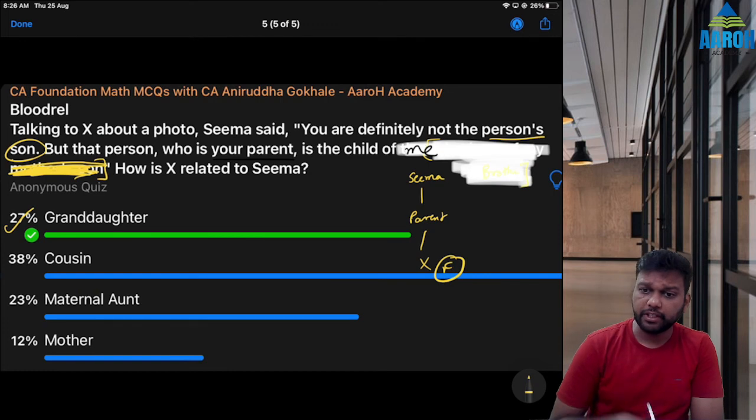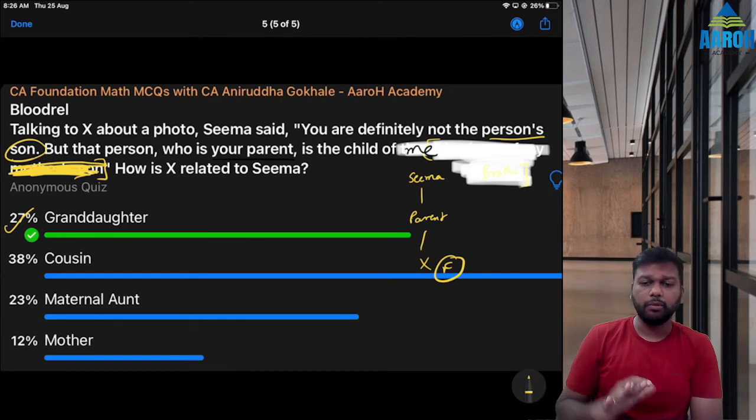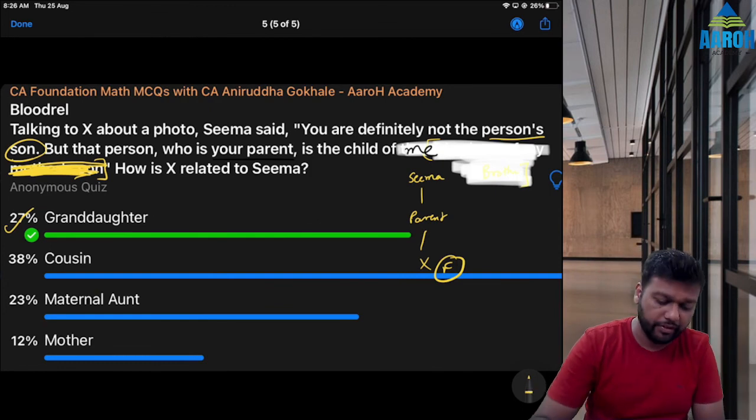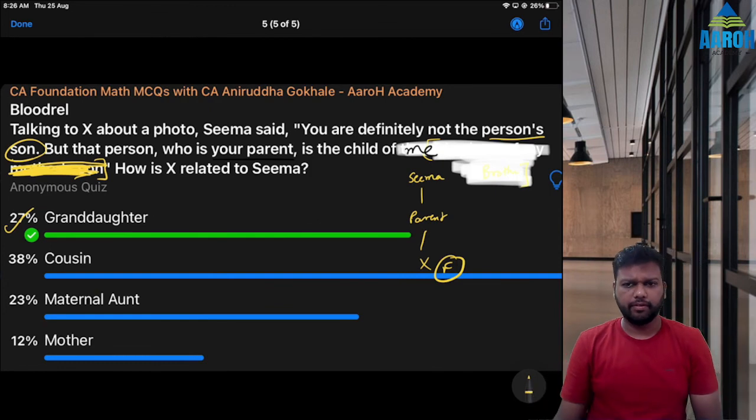So in such kind of questions, if you can visualize in your mind, then that is very good. But if not, you can follow the mathematical approach, put brackets from the end and start simplifying. Okay. So I hope this is clear to everyone.